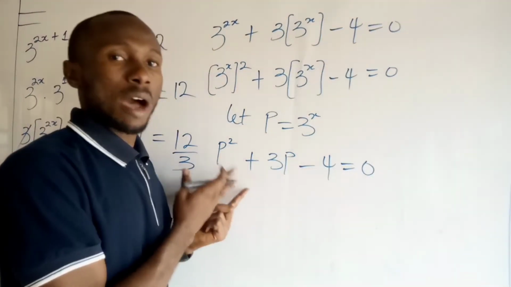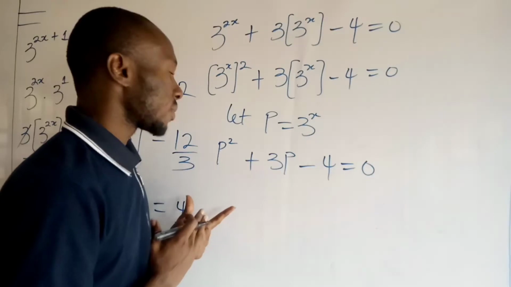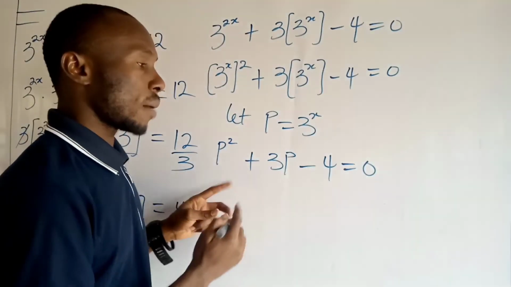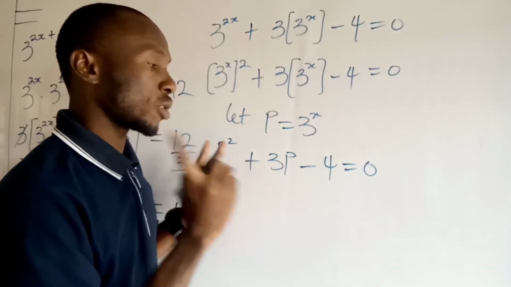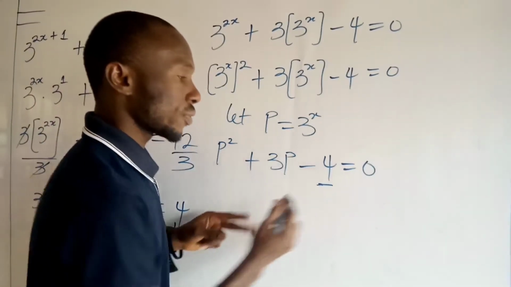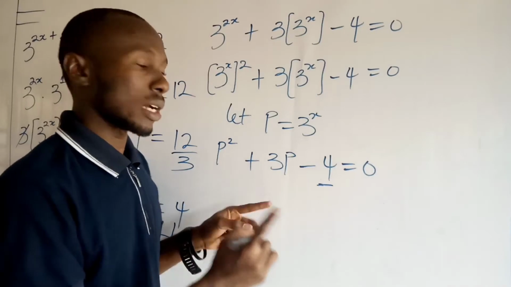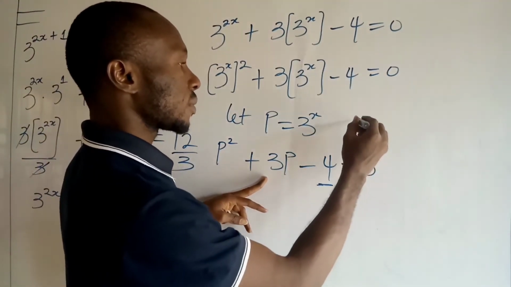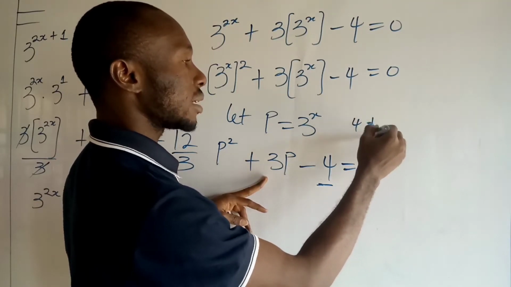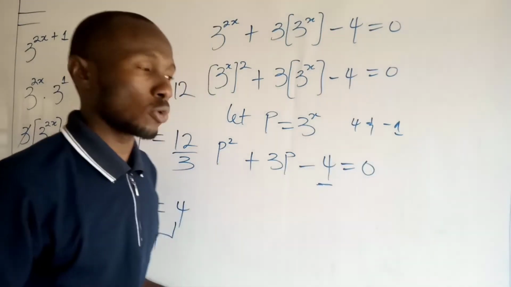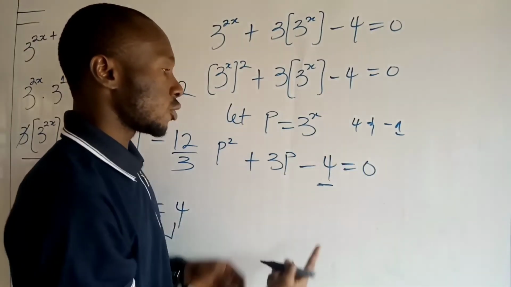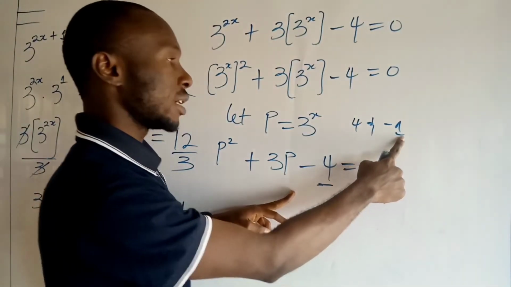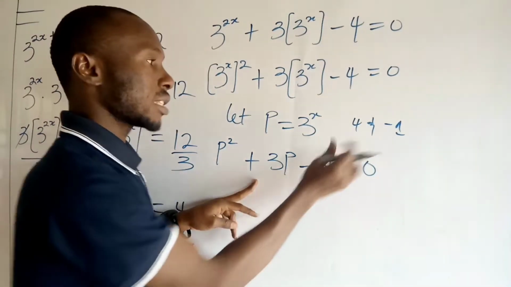Now you can see that we have a quadratic equation. And we're going to solve this equation by the factorization method. So I'm looking for two values such that when I multiply them together, I'll get minus 4, and when I add these same two values together, I'll get positive 3. Of course, these two values are just 4 and minus 1. Let us see if it is true. 4 times minus 1 is going to give me minus 4, and 4 plus minus 1 is going to give me 3. So that is the value we're looking for.